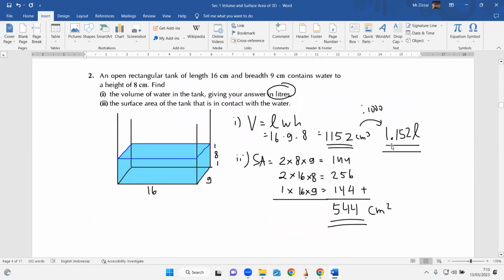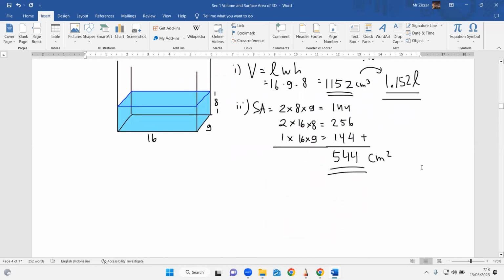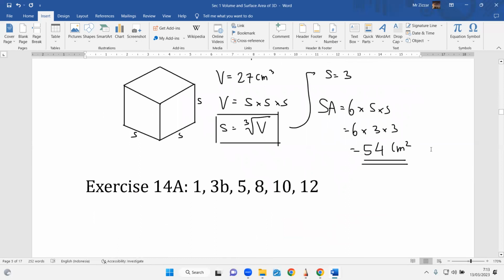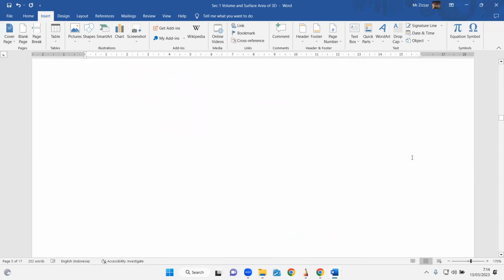And if you are asked to find the other dimension, for example, you are given the volume, the length and height. How do you calculate the width? Just divide the volume by the other dimensions. And if you are asked to find the side length of a cube, take the cube root of the volume. That's the simple way to do it.